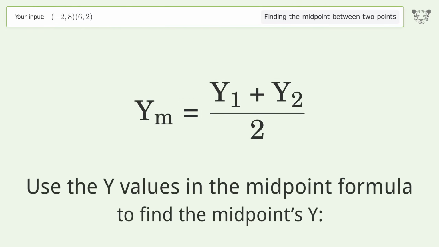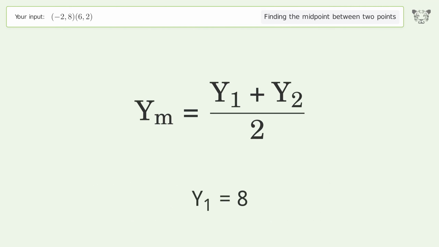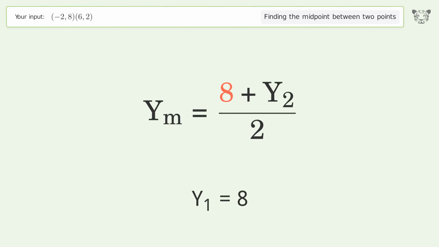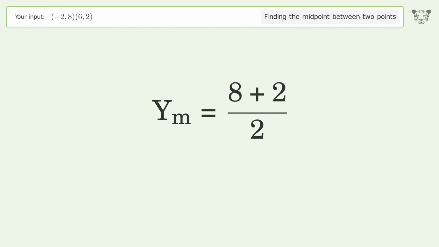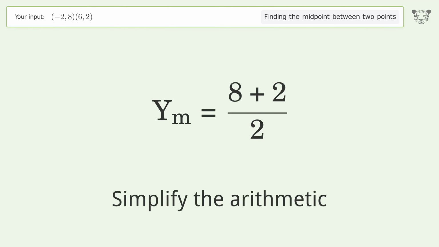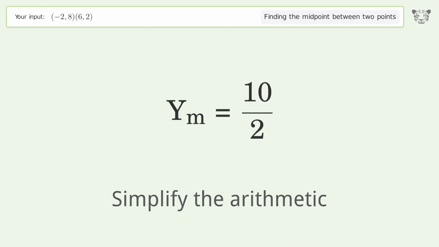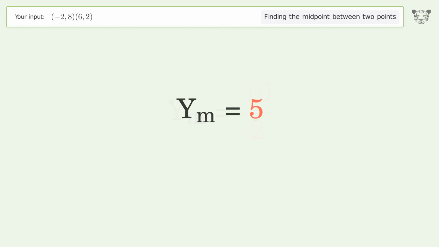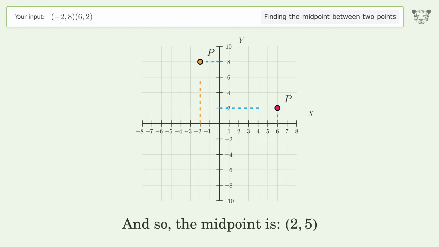Use the y values in the midpoint formula to find the midpoints y. y1 equals 8. y2 equals 2. Simplify the arithmetic. And so, the midpoint is 2, 5.